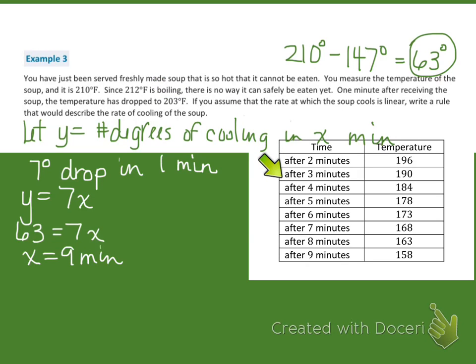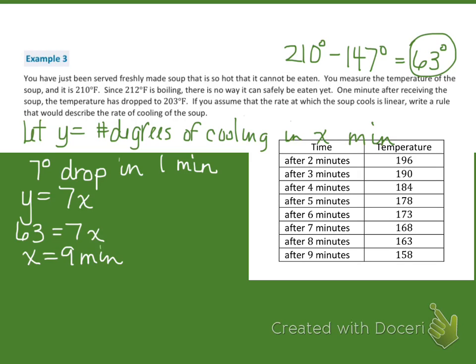But then after 3 minutes, it goes down to 190. So that's a drop of 6. After 4 minutes, 184, so another 6. And after 5, another 6. Well, anyway, after 9 minutes, our linear model predicted that it would be at 147. But the actual data shows that after 9 minutes, the soup's at 158.